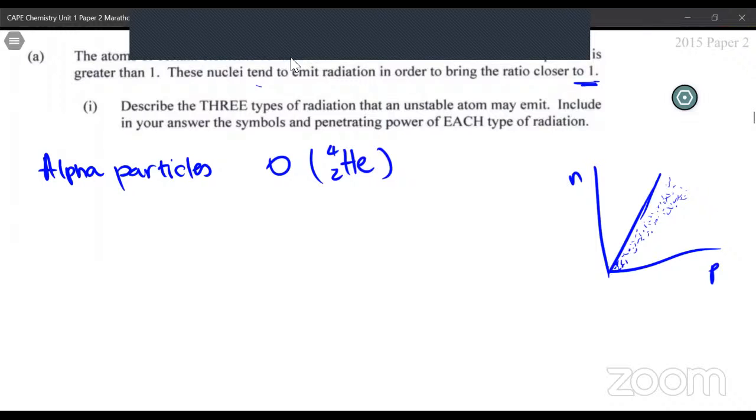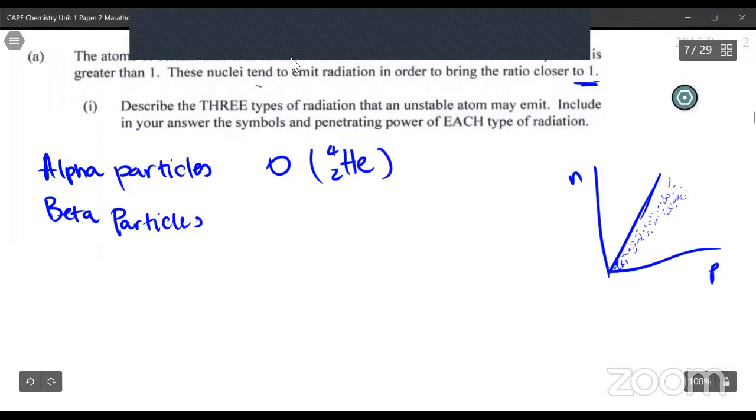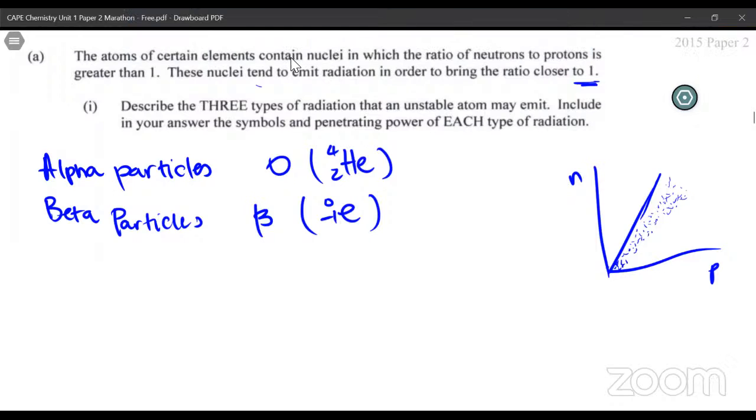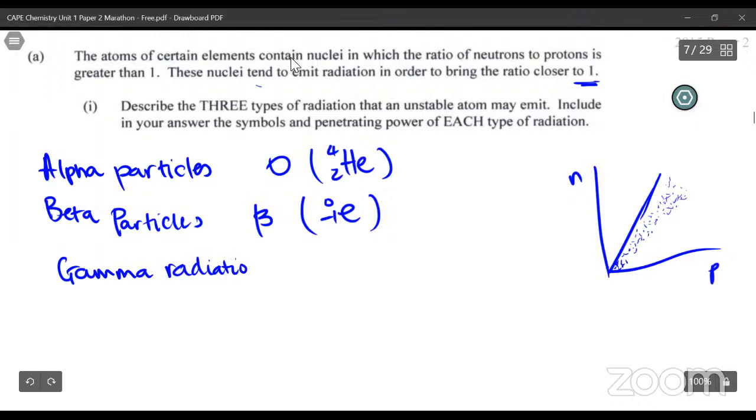We also have beta particles. There you go, that would be the symbol, and you have e, 0, minus 1. And you have gamma radiation. That kind of looks like a Y, something like that. Anyways, you can represent it as this as well.